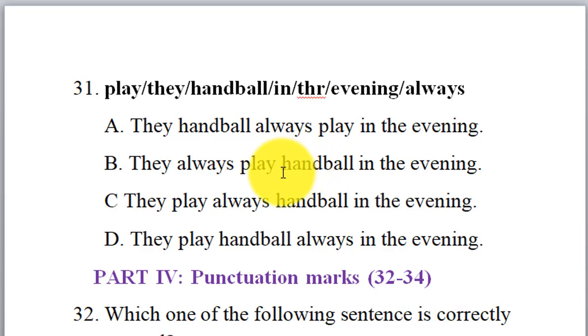So what's important here is you have to just write the correct sentence patterns.